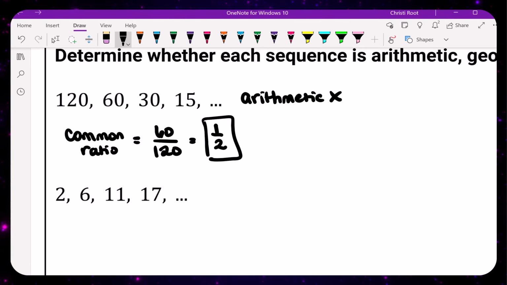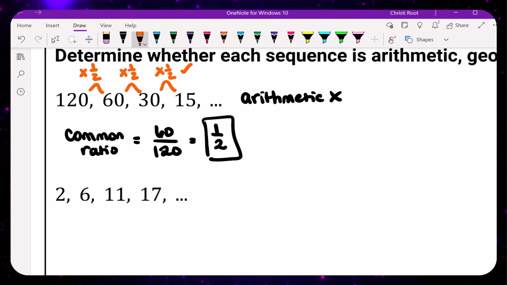You need to verify. You need to make sure that each term is being multiplied times 1/2. So I know it's true for the first one. Is it true for 60? 60 times 1/2 is 30. Yes. 30 times 1/2 is 15. Yes. So that is absolutely going to be a geometric sequence.